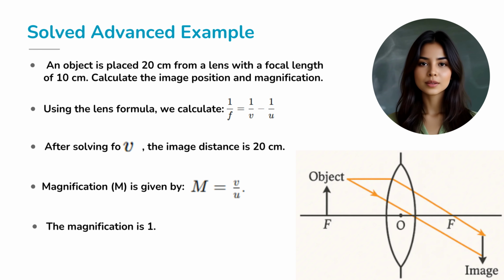Pretty cool, huh? And if you look at the diagram, you can see this visually: the object, the focal points, and the image are all in perfect balance. The image is formed 20 centimeters away from the lens, and because the magnification is 1, it's of the same size as the object. To wrap it up, the image distance is 20 centimeters. The magnification is 1, meaning the object and the image are of equal size. And that's how we can easily use the lens formula to solve such problems.